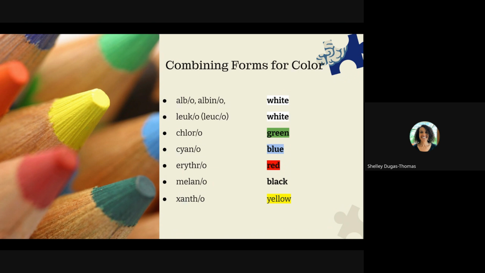Melano, or melanin, gives skin its dark pigment, but a malignant change in those cells results in a dangerous skin cancer called melanoma. Xantho, a patient with high cholesterol might develop xanthomas, yellowish fatty nodules under the skin.